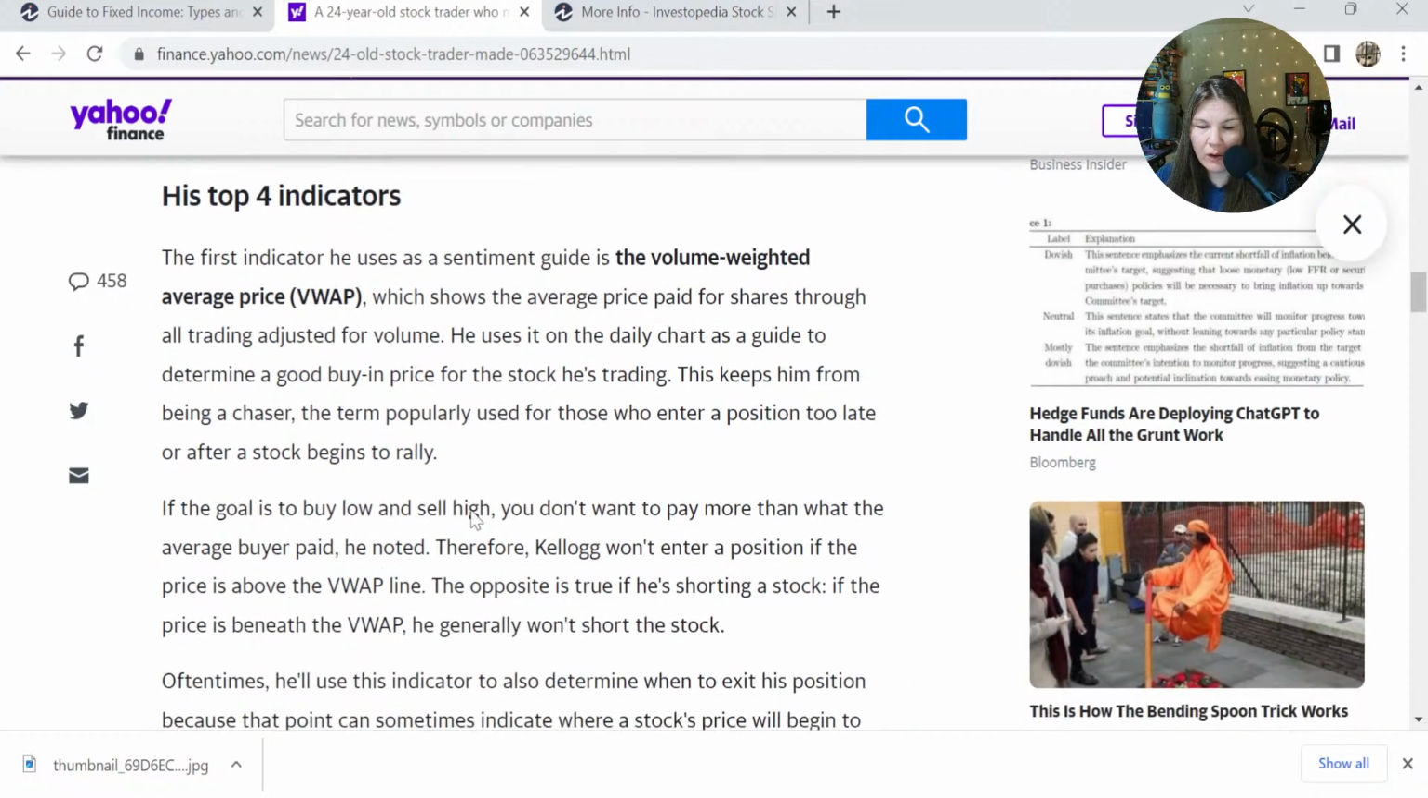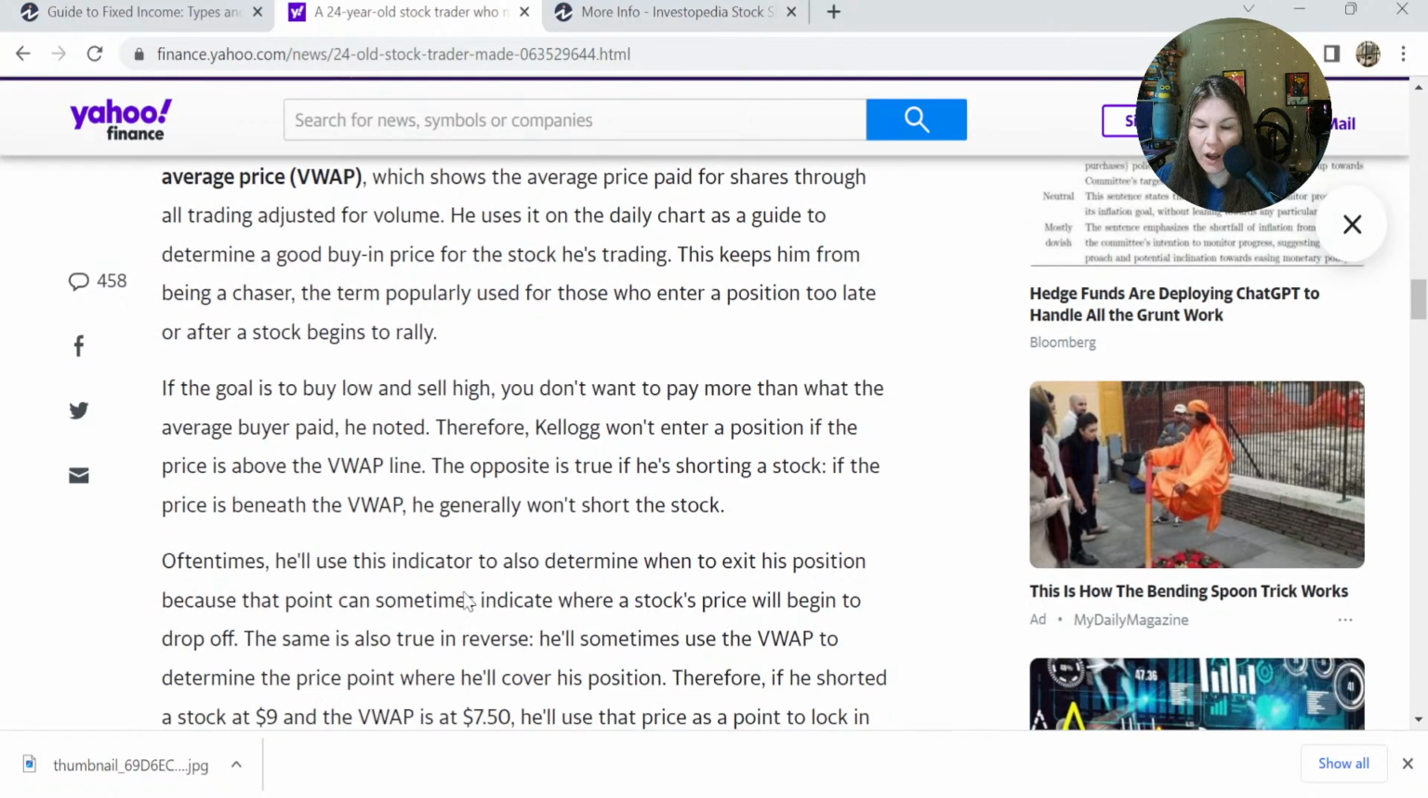If the goal is to buy low and sell high, you don't want to pay more than what the average buyer paid, he noted. Therefore, Kellogg won't enter a position if the price is above the VWAP line. The opposite is true if he's shorting a stock. If the price is beneath the VWAP, he generally won't short the stock.